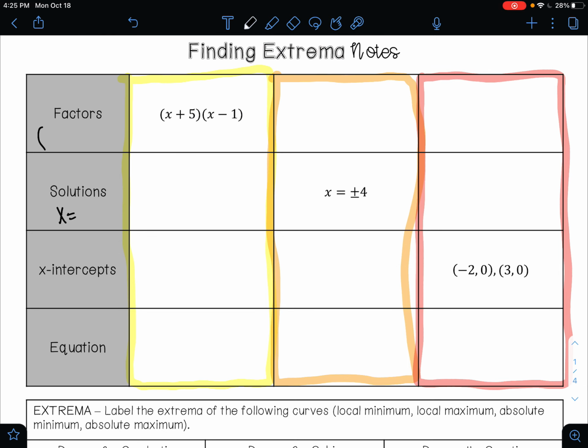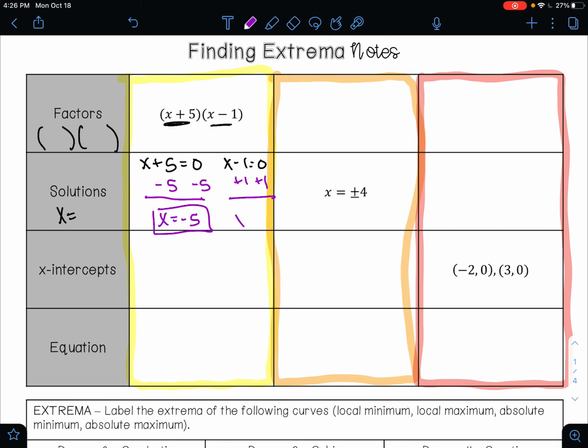The solutions are when you get x equals a number. Your factors are written in parentheses. Your solutions are x equals a number. You get your solutions from your factors, so you could just set each one of these equal to 0 and solve. I would have x plus 5 equals 0 and x minus 1 equals 0. To solve this one, I would subtract 5 on both sides and get x equals negative 5. For this one, I'll add 1 to both sides and I'll get x equals 1.